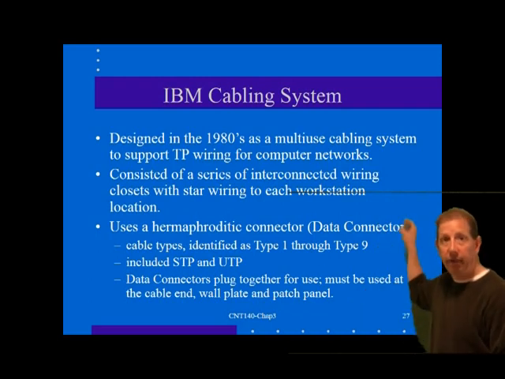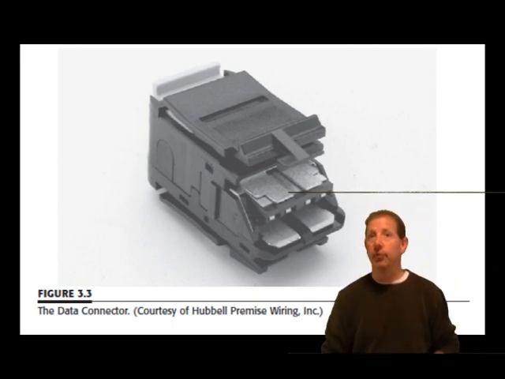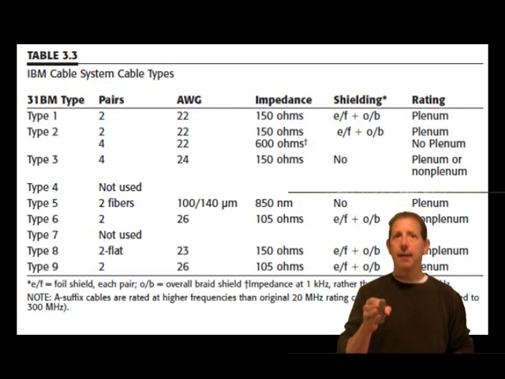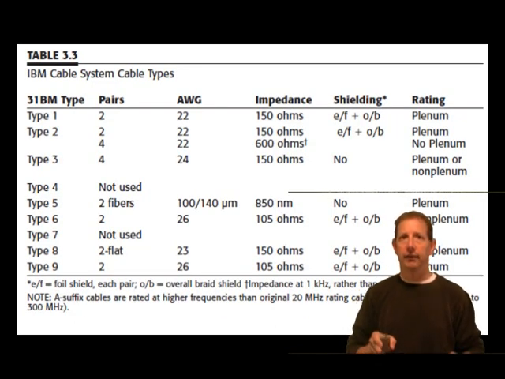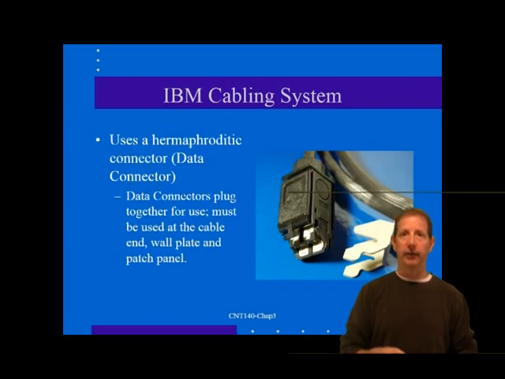Figure 3.3 here in the table, it's also in your book, shows a picture of a data connector, and the table lists the cable types and their characteristics. The cable types designated Type 1 through Type 9 include the STP and UTP cables, as well as combinations of both. The concept behind the IBM Cabling System is that most workstation locations actually need at least one data circuit and one telephone circuit. Both needs could be provided by one cable, such as the Type 2 cable, with shielded pairs for the data and unshielded pairs for the telephone.